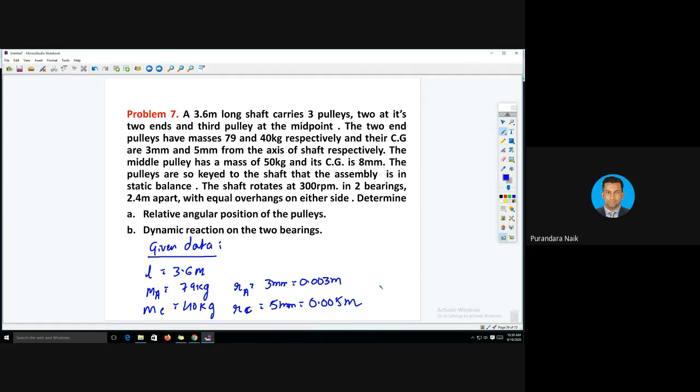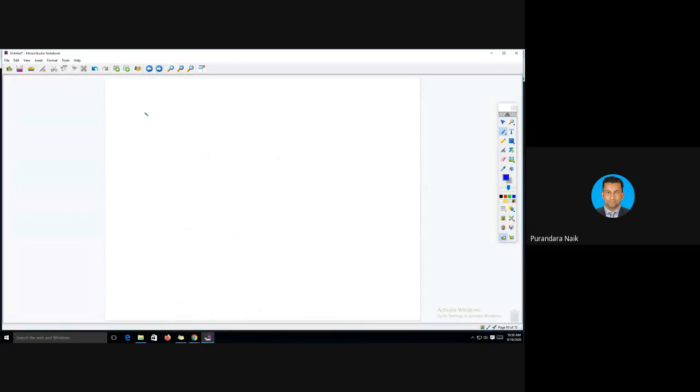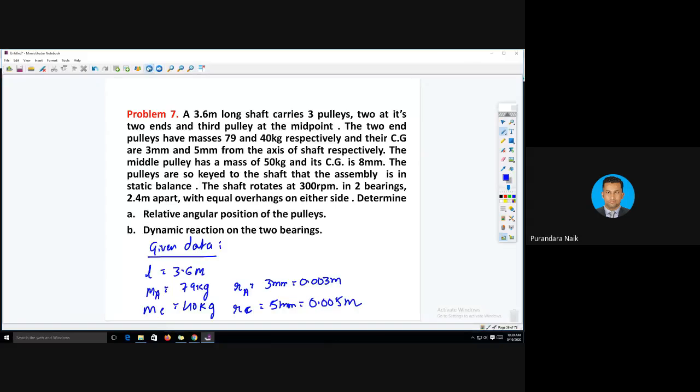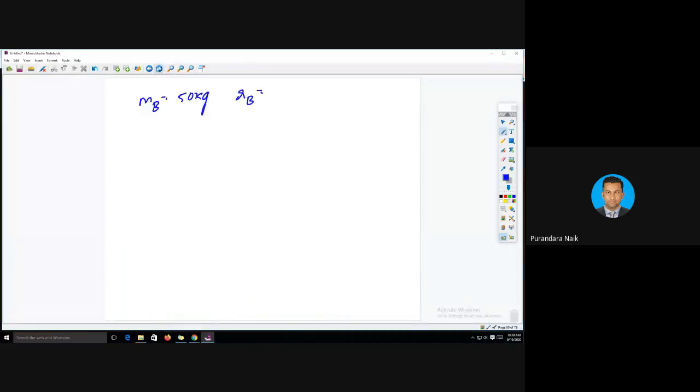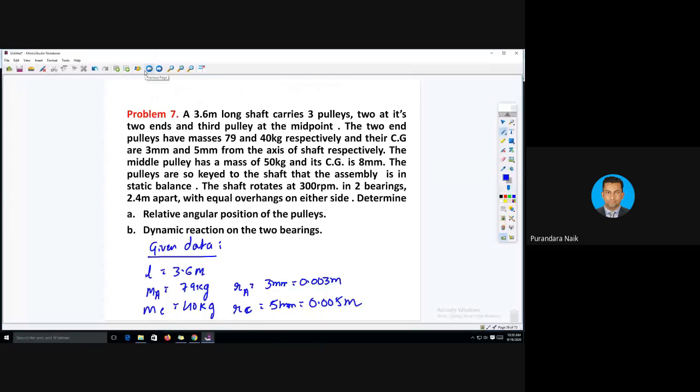Then the middle fillet has a mass of 50 kg. MB is equal to 50 kg, and the corresponding radius of rotation is, what is the radius of rotation? It is 8 millimeter. That is 8 millimeter, which is equal to 0.08 meter. So that is the mass B and the corresponding radius.